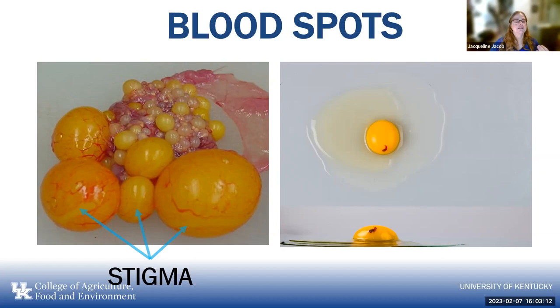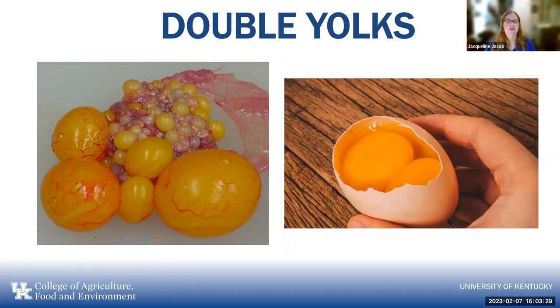Typically, you don't see them in eggs in the store because they candle those out. Unfortunately, brown egg layers are more genetically susceptible to blood spots, and it's harder to spot blood spots in brown-shelled eggs. The darker they are, the harder to see.